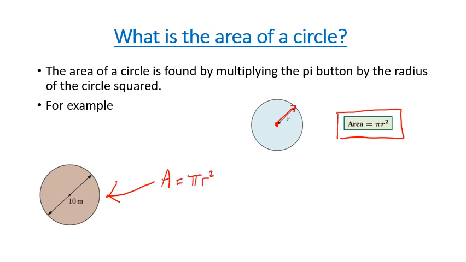In this particular case, this is the length of the diameter, and we know the radius is half of that, so our radius is going to be 5. So then the area is going to be pi times 5 squared. The area is going to be approximately 78 meters squared.